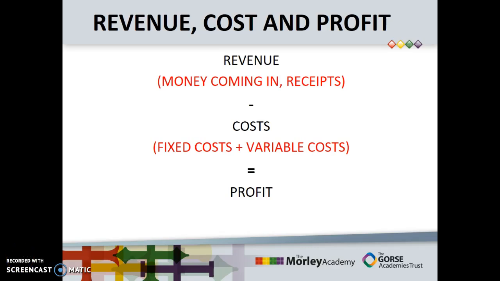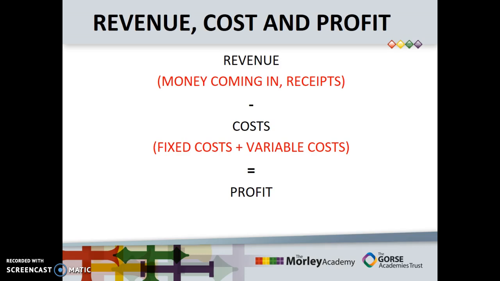So Booster Part 2. We've dived straight in with topic 1.3, revenue, costs and profit. Revenue, money coming in, sometimes known as receipts. Costs, fixed costs plus variable costs. Revenue take away costs equals profit. You need to try and remember this equation.